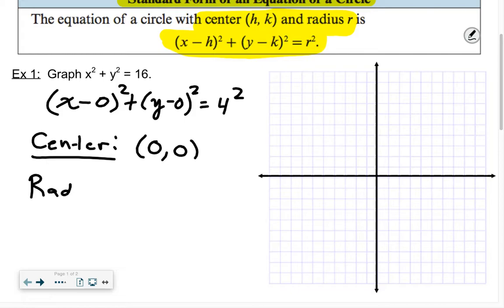What's our radius again? We said it was 4. There's 5 points that I'm looking for when it comes to the graph of this thing. First one is going to be the center. And then the remaining 4 points are going to establish just how wide this thing's going to be, the radius. 1, 2, 3, and 4.